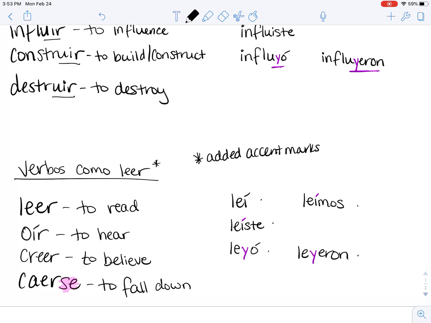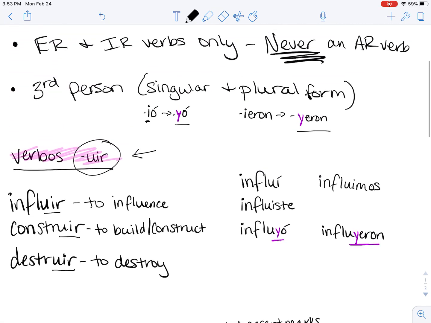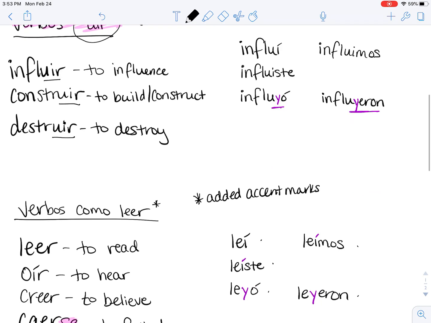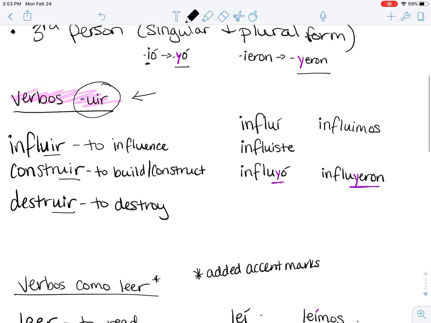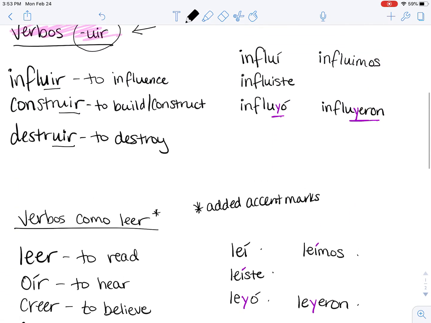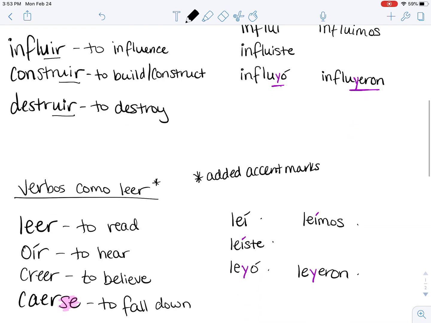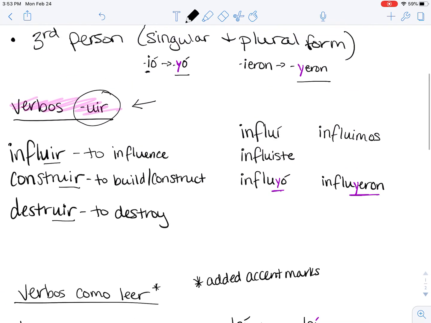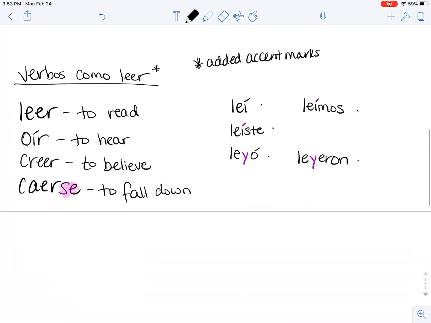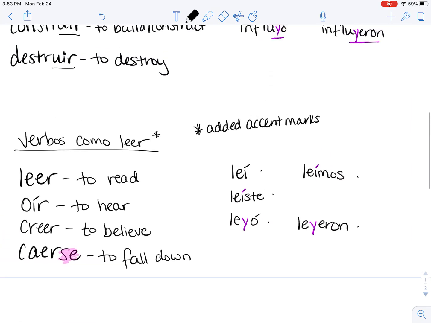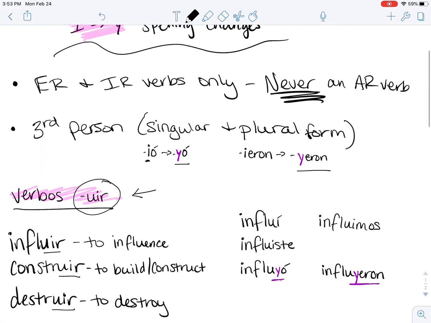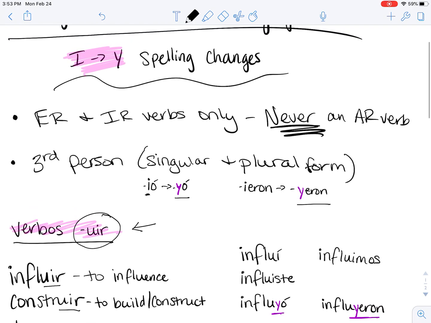Once you are comfortable with making these I to Y spelling changes, identifying verbs that end with uir or a verb like leer, where accents are added or you're making these changes, it'll be a lot easier once you get used to them, and you'll be able to start almost automatically doing that, especially when you are talking and saying these forms out loud.